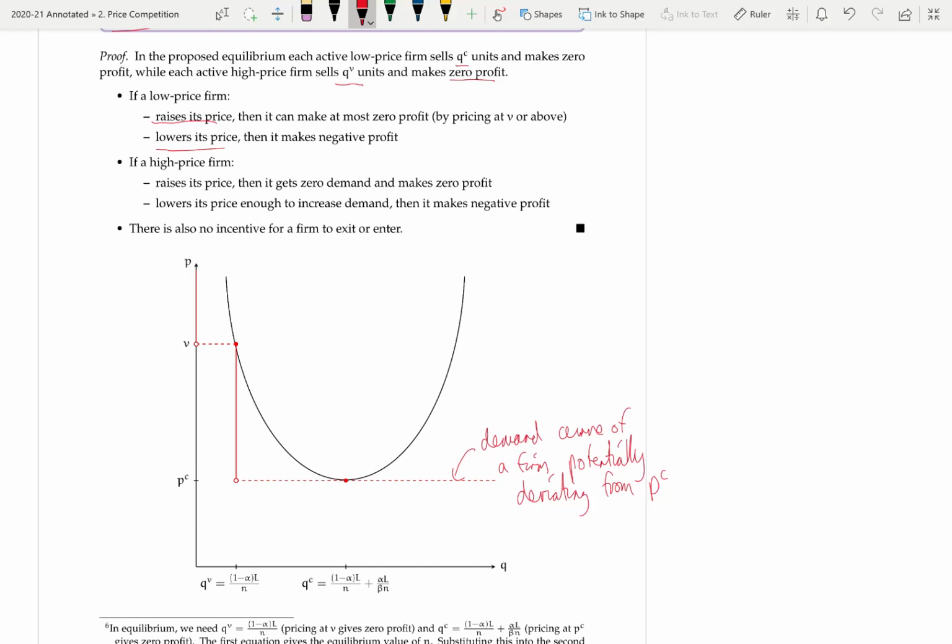There is no incentive for a firm to exit or enter because a firm that exits makes zero profit, the same as they'd make in the market. Whereas if a firm enters, then they're going to make negative profit because they will be producing a lower quantity than QC or QV and the price will be less than average cost. So to summarize, when alpha is sufficiently small, there is a two-price equilibrium where some stores are pricing at V and some stores are pricing at PC. Both types of stores are making the same zero profit.